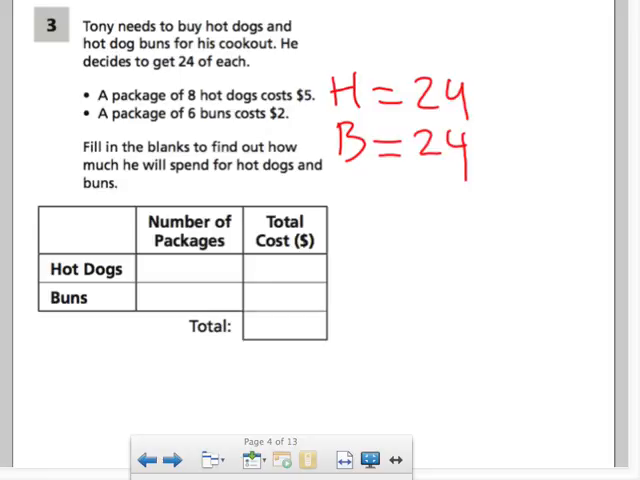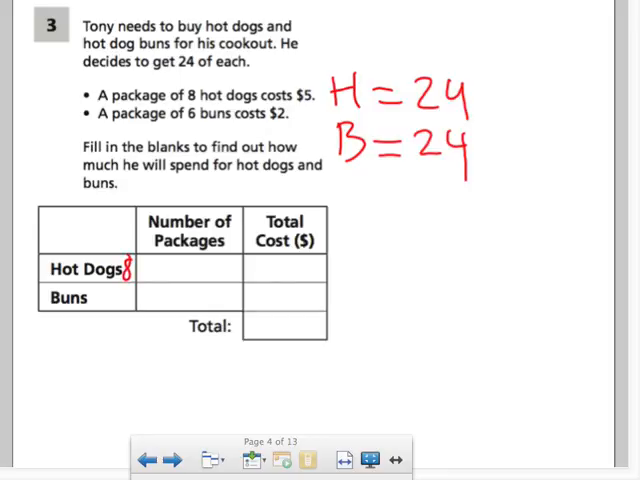A package of 8 hot dogs costs $5. A package of 6 buns costs $2. Fill in the blank to find out how much he will spend for hot dogs and buns. Okay. So there's something you can do to help yourself right away. And it's right in this little part of the table. You should probably write a number right here. How many hot dogs do you get when you buy a package? It says so right there in the details. Gabriel? 8. So I'm going to write an 8 right there.